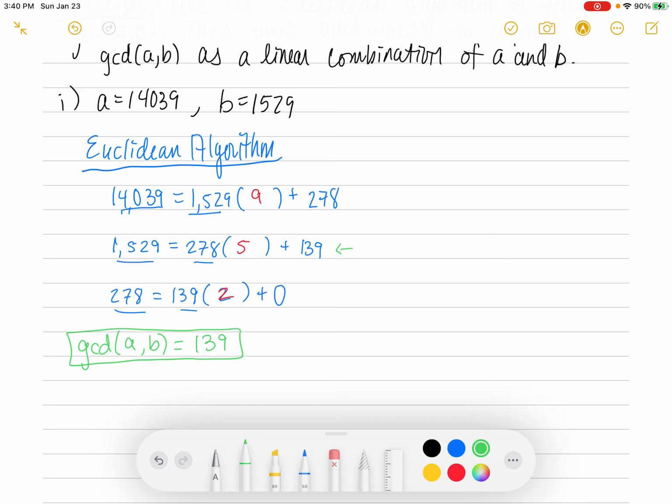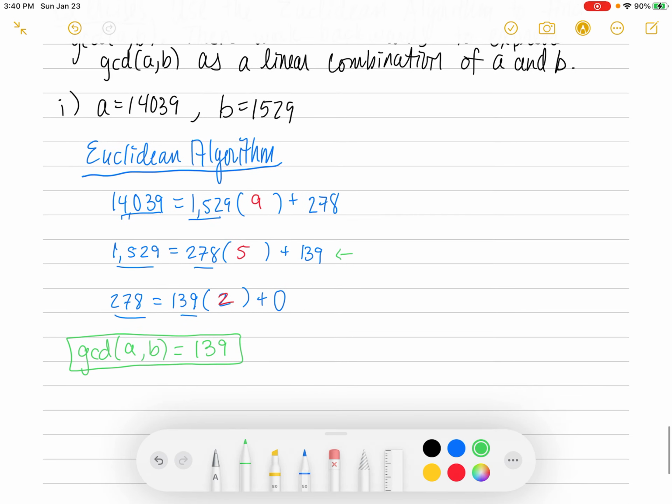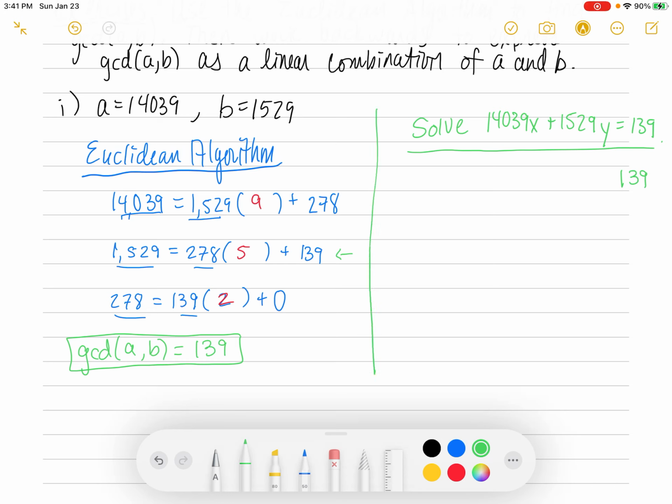Now, the whole point of using the Euclidean algorithm to find the GCD, it's not the quickest way to do it, but it's going to allow us to solve the Bezout equation. So let's write down, we're going to solve the equation 14039x plus 1529y equals the GCD 139, right? We're going to solve it for x and y. So what I do, I start with my last positive remainder equation and get 139 by itself. In this case, your last positive remainder was 139, so we're going to write that by itself.